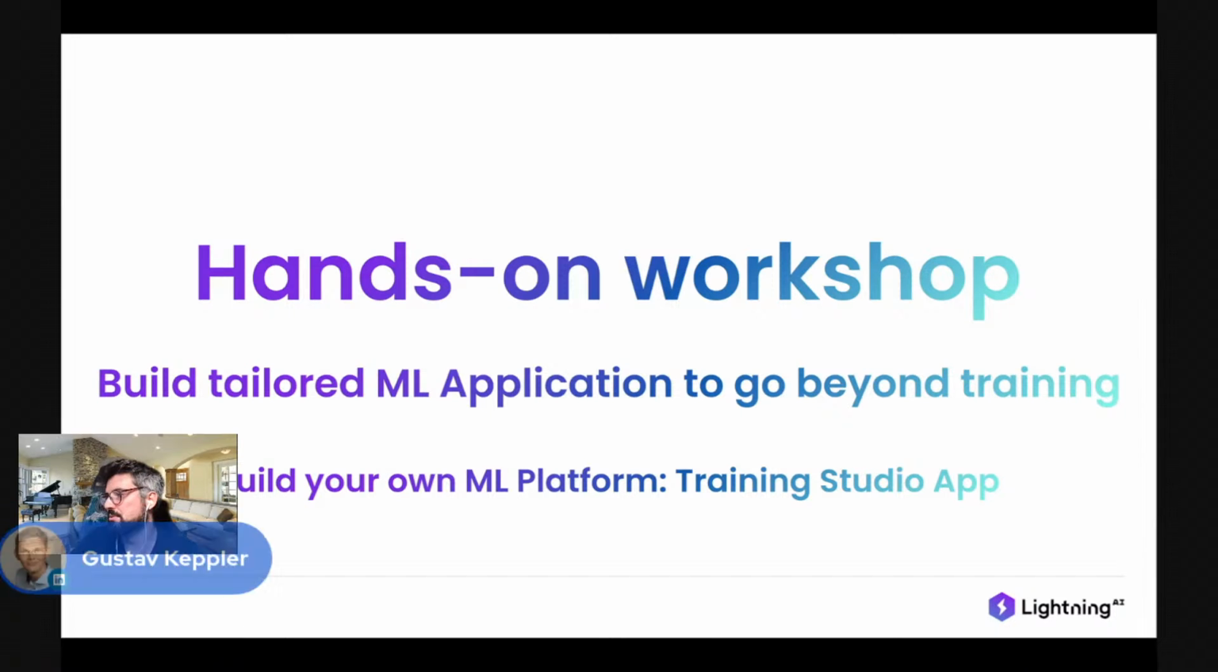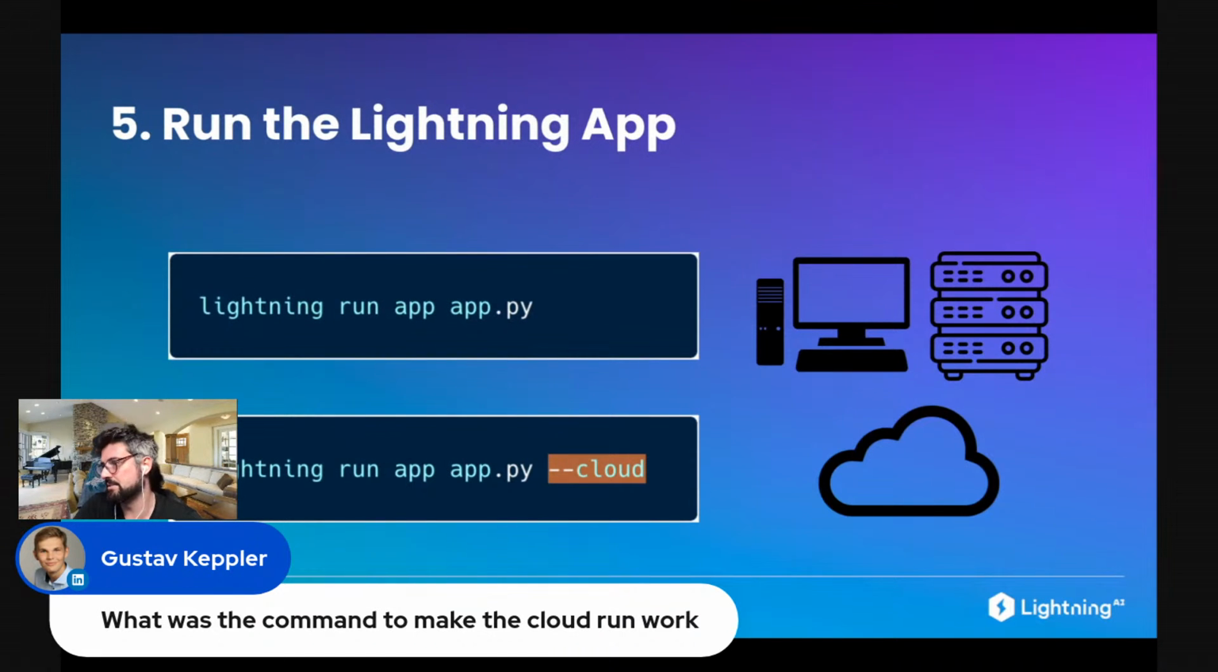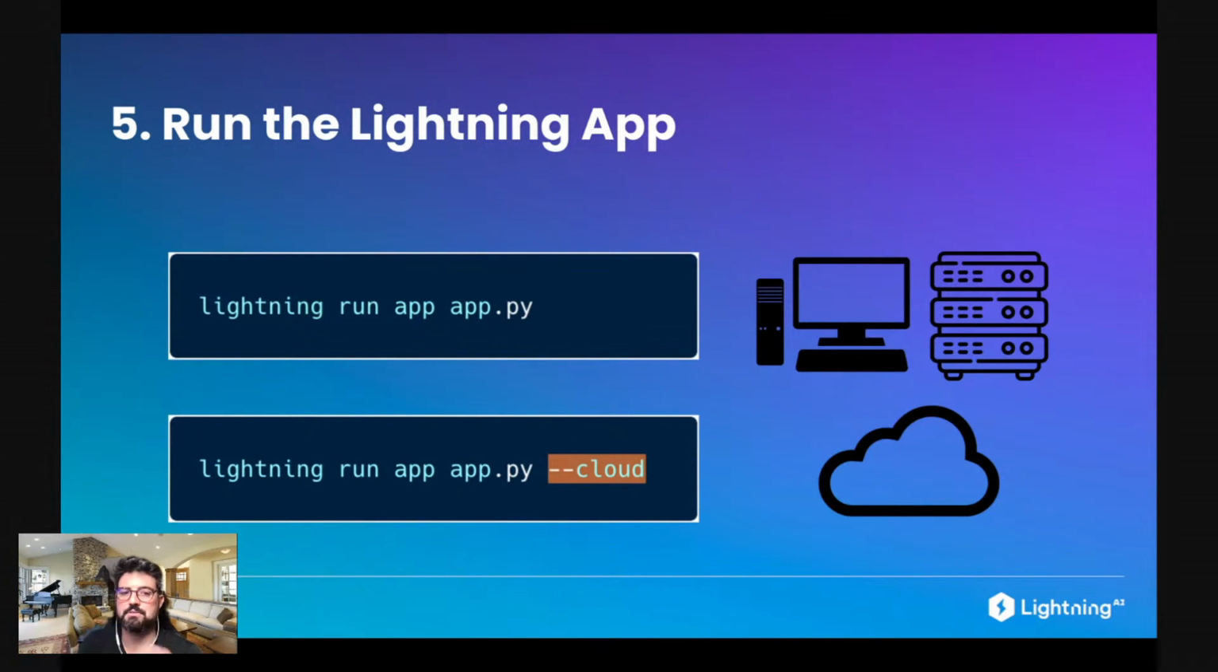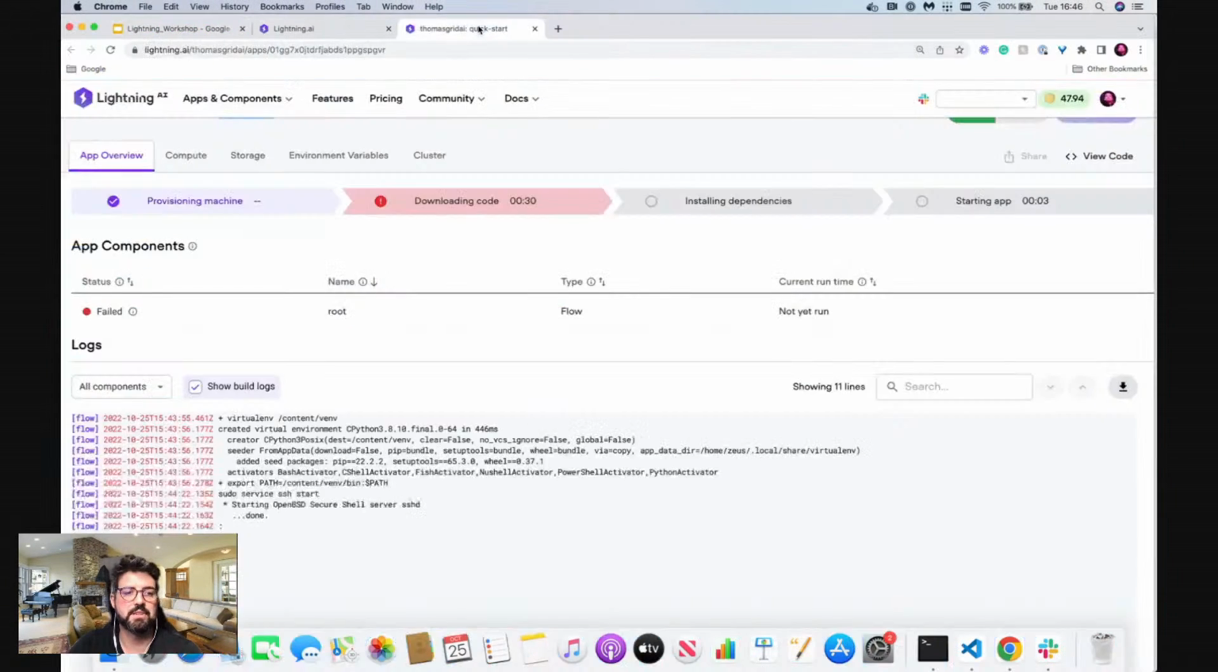What was the command to make the... Yeah, so the command is exactly the same. The only thing you need to do is add --cloud. So you lightning run app.py, that runs the app locally on your machine, on your GPUs if you have some. Lightning run app.py --cloud takes that app. If you are not logged in, it will ask you to log in, and then the app starts in the cloud, right?